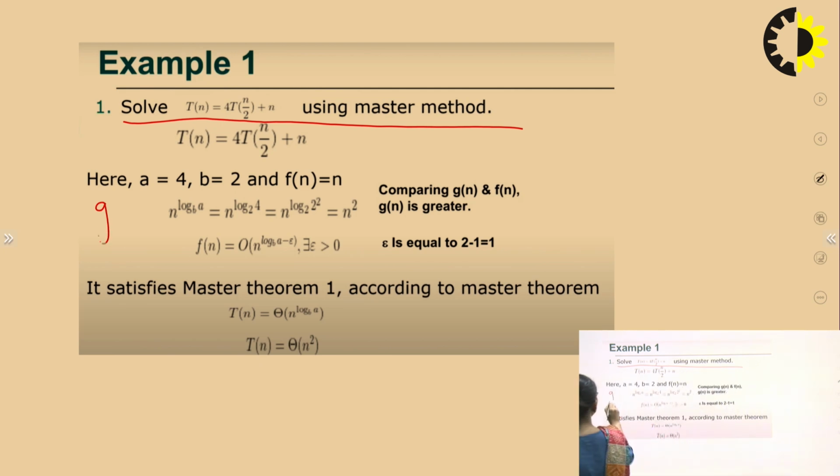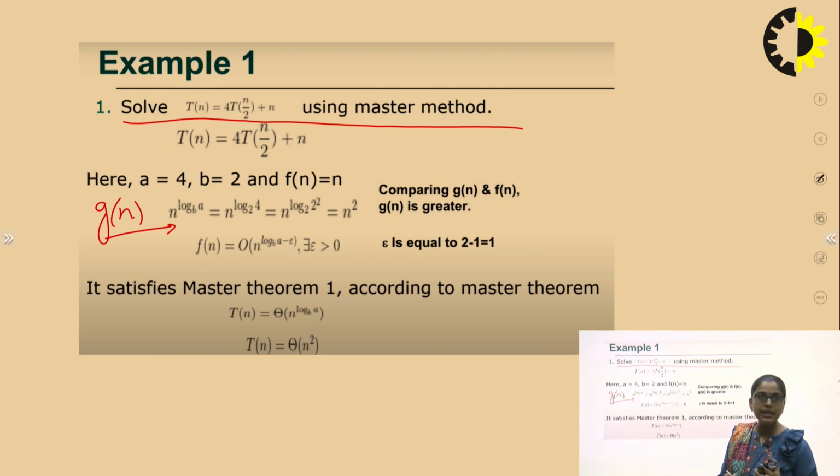Now we calculate g(n). How are we calculating g(n)? The formula of g(n) is n to the power log base b of a. So that is n to the power log base 2 of 4. We rewrite 4 as 2 to the power 2, and in the logarithm the power comes in front, and with the same base the log value is equal to 1, as we know. Then g(n) is n square and f(n) is n. So obviously g(n) is greater than f(n), so we have to subtract something from g(n).